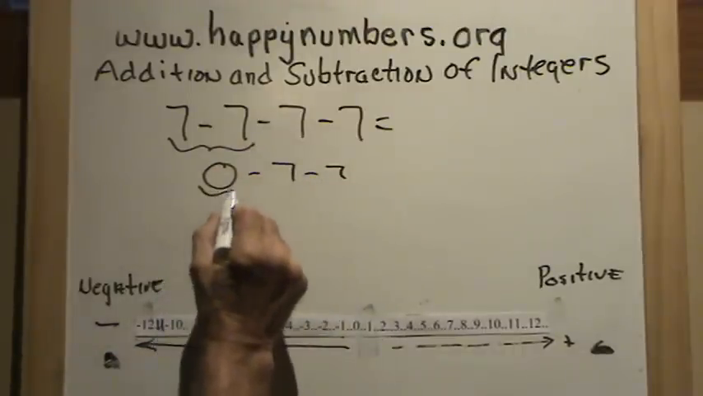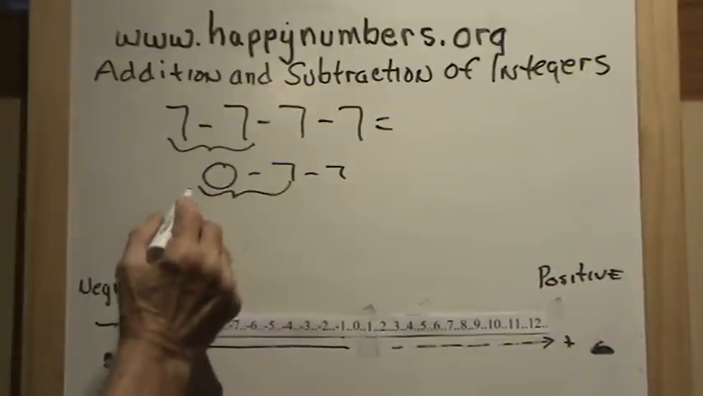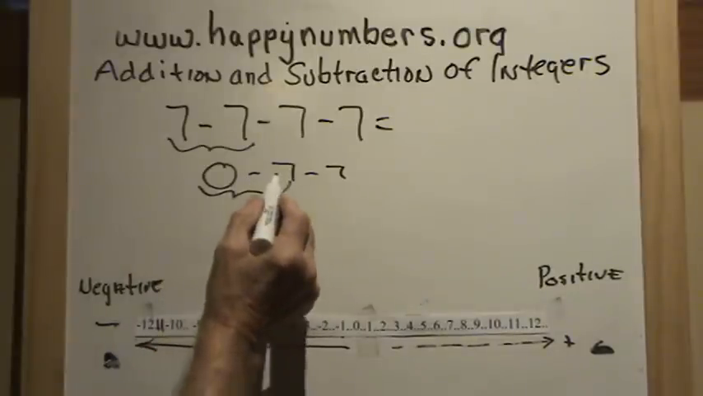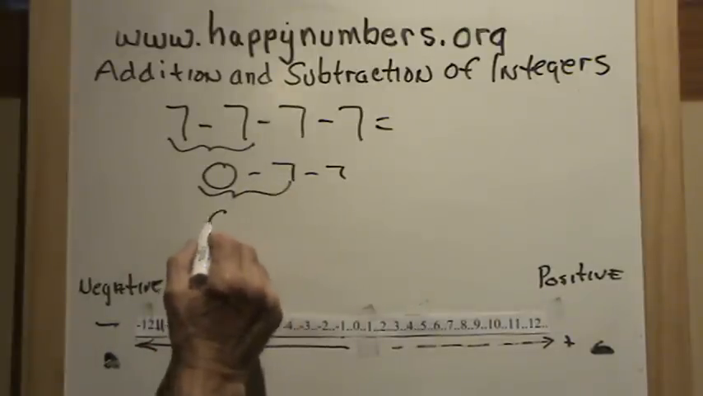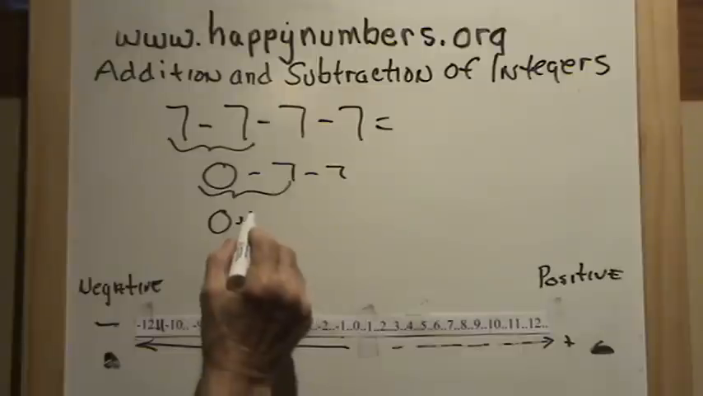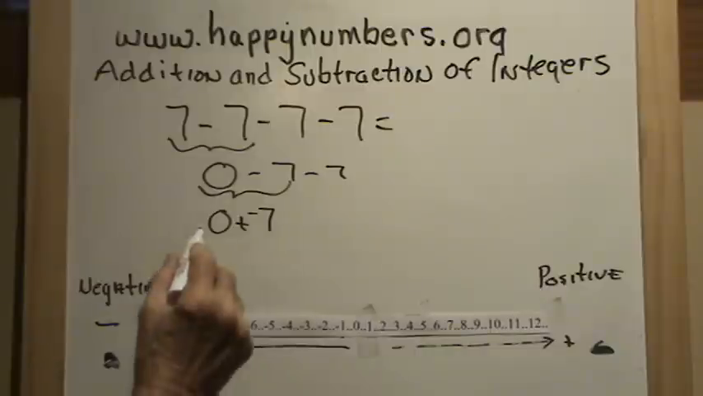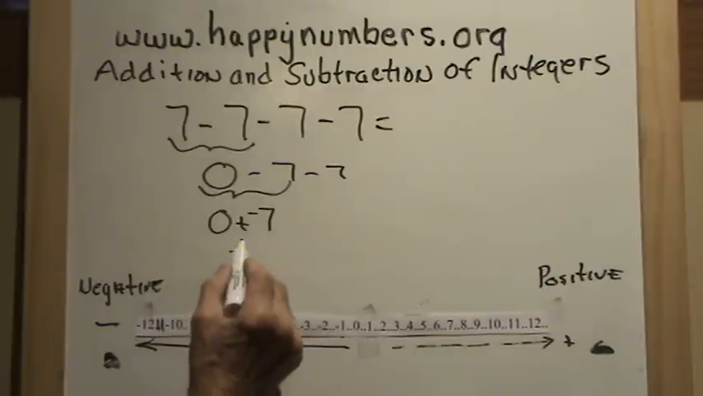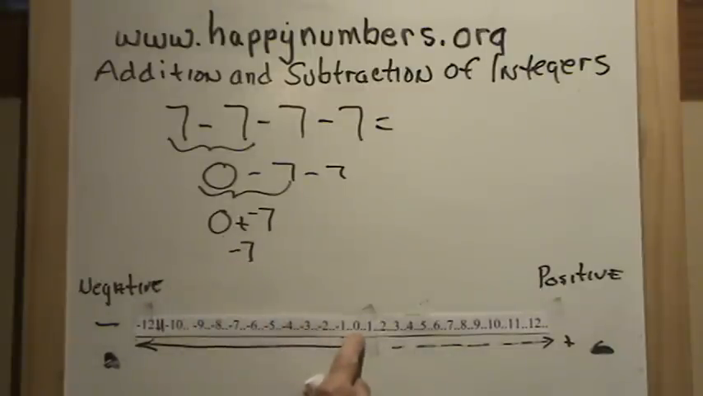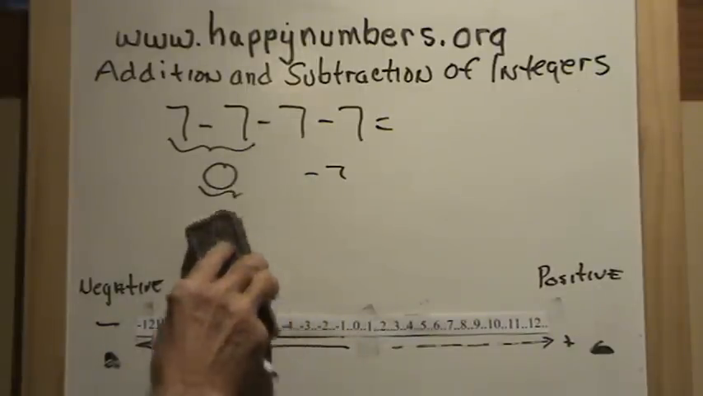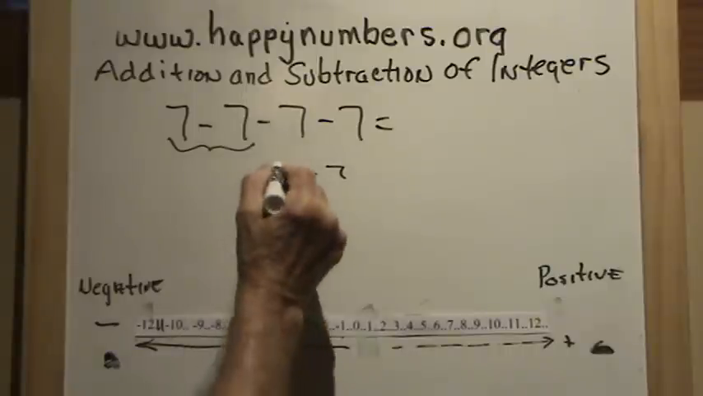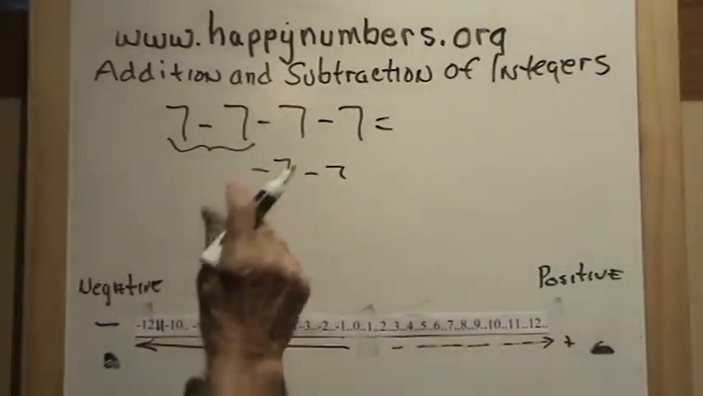Well, let's work with this part. 0 minus positive 7, so it'll be 0, plus the opposite of positive 7, which is negative 7. And 0 plus negative 7 would give me negative 7. 0, and if I go negative 7, 1, 2, 3, 4, 5, 6, 7, I get negative 7. So that part of the problem became negative 7.